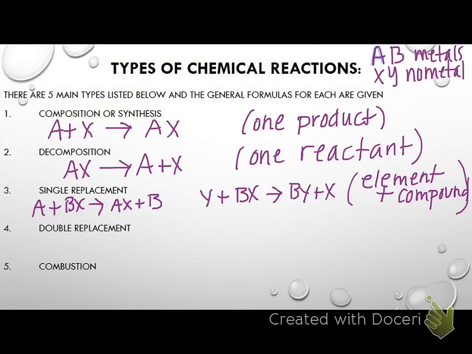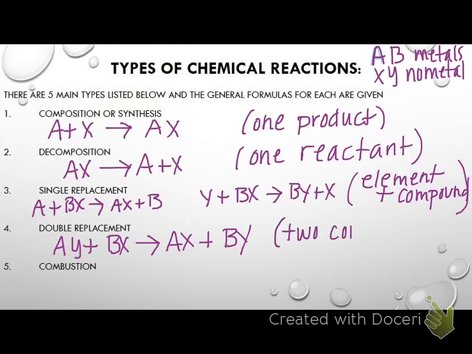A double replacement is going to be two compounds, specifically two ionic compounds. So I would have AY plus BX yields AX plus BY. So they switch places. The positives and the negatives still have to go together. So you would recognize this by the fact that there are two compounds on both sides of the equation. Those are just some key ways to recognize what type you have when you see an equation.